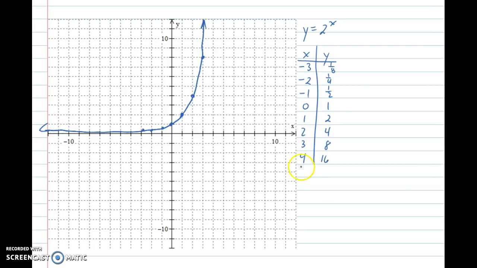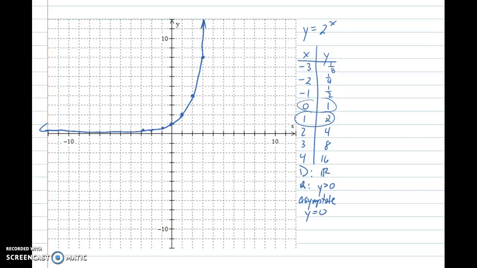So let's identify some key features here. The domain is all real numbers. The range has got to be y is bigger than 0. There's an asymptote at y equals 0, and that's pretty much the key features of this. We've got the y-intercept right there. We've got another point where x equals 1 to help keep us in line, and that's what the graph looks like.